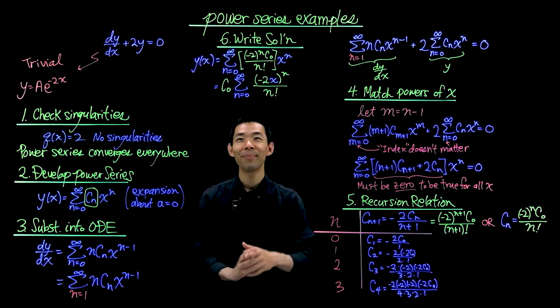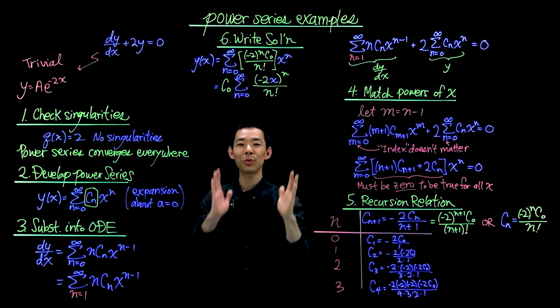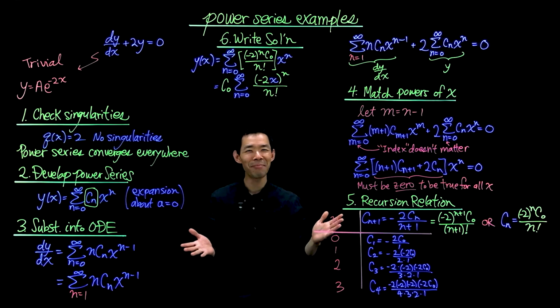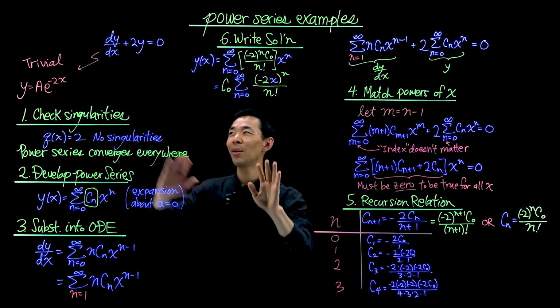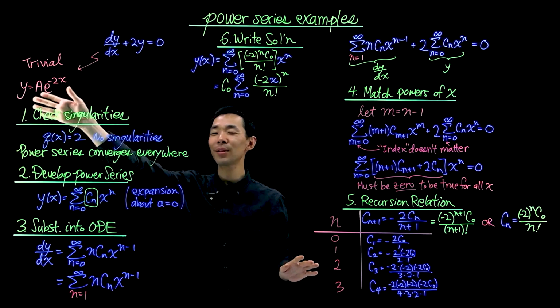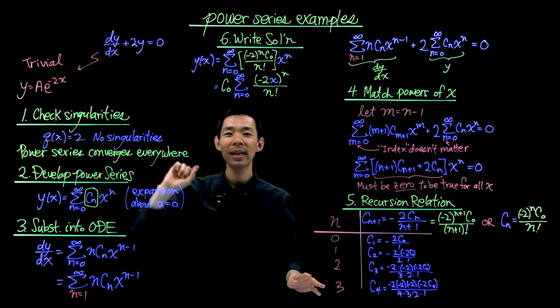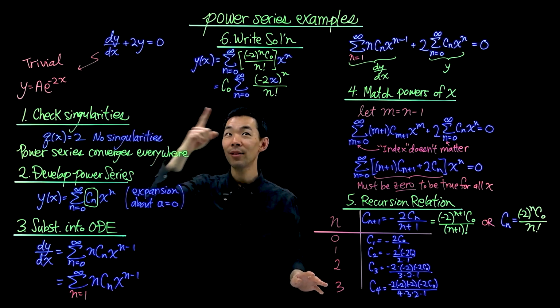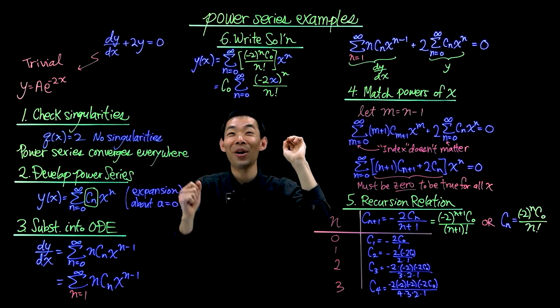And there we have it. y of x is equal to this solution right here. And we're done. You might be saying, wait, hold on. We had the easy solution earlier, which was some constant a times e to the negative 2x. And this looks nothing like that. This looks like complete garbage.